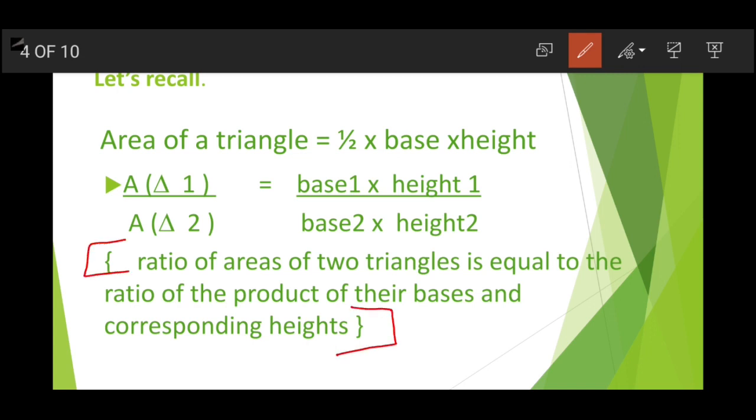That is, if two triangles are having different base and different height, then the ratio of the areas, that is, area of triangle 1 upon area of triangle 2 is equal to base 1 into height 1 upon base 2 into height 2. So in this case, you have to learn this full reason by heart and write it. That is, the ratio of areas of two triangles is equal to the ratio of the product of their bases and corresponding heights. Let's move on to the next slide.